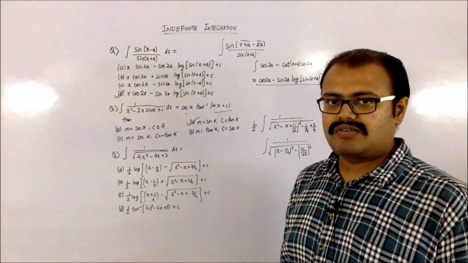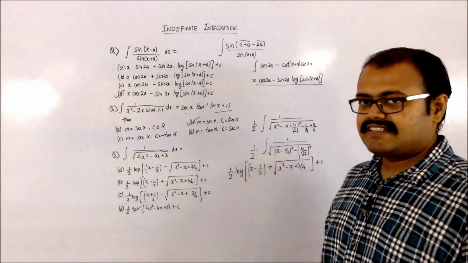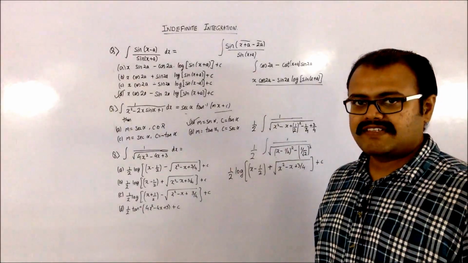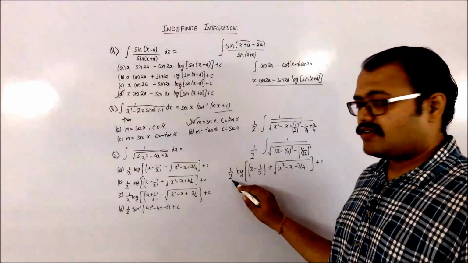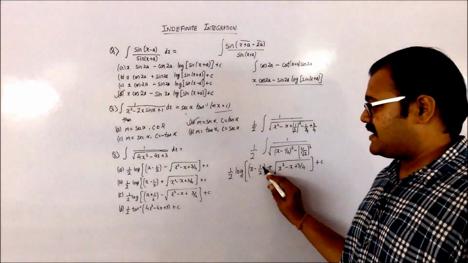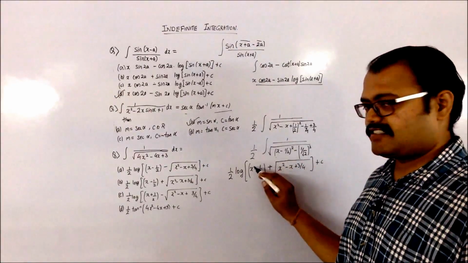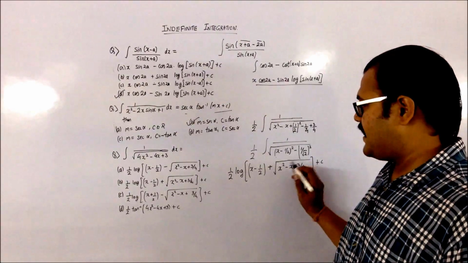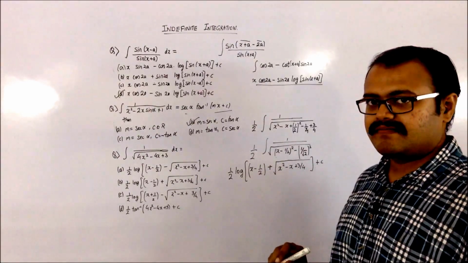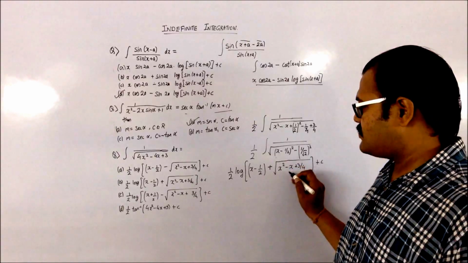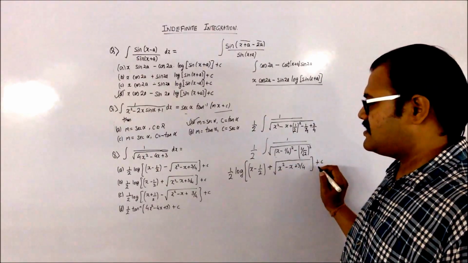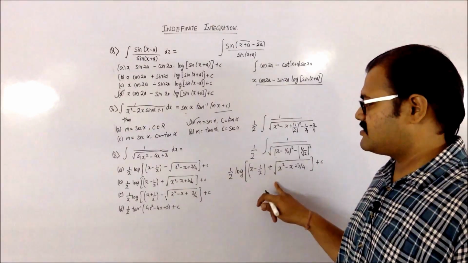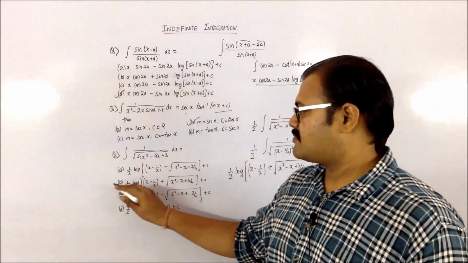If you are writing this as 1 by root 2, this integration is in the form of 1 upon root of x square minus a square, which according to the formula is log of x, that is basically the x term, plus root of x square minus a square. Since it is x square minus a square, it's going to remain in this format only, plus c. So if you just check out for this option, it's going to be your option B.